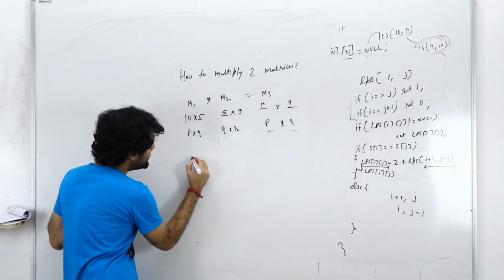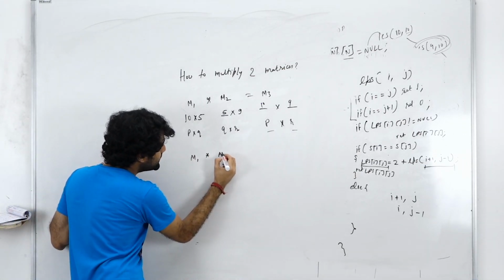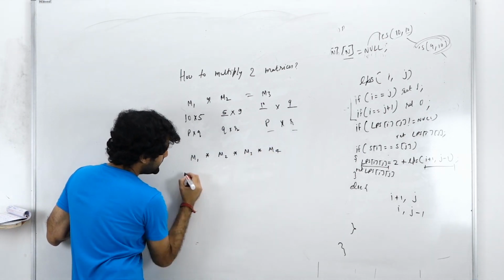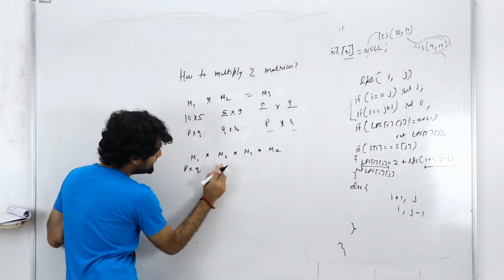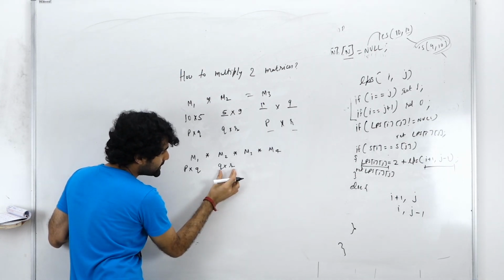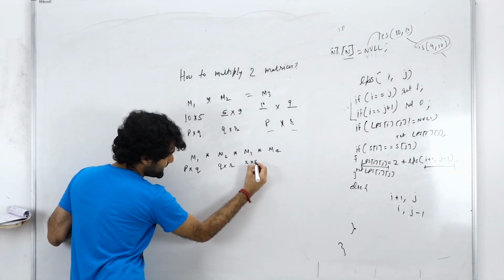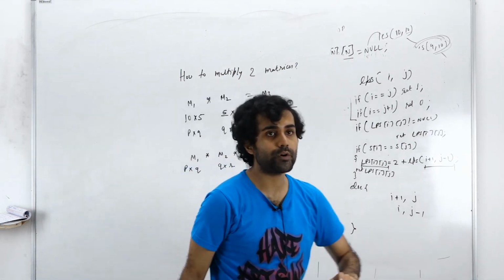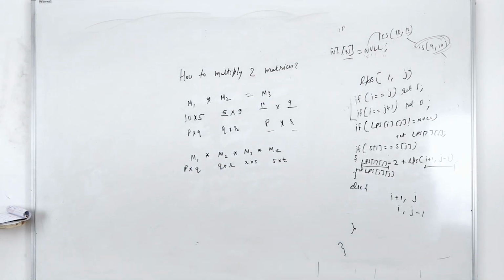Similarly, if I extend it, that if I have to do M1 into M2 into M3 into M4, then if this is P cross Q, this has to be Q cross something R. Now if this is Q cross R, this has to be R cross S, and this has to be S cross T. Does this make sense, what I have written? And what will be the result of the continuous product of these matrices?